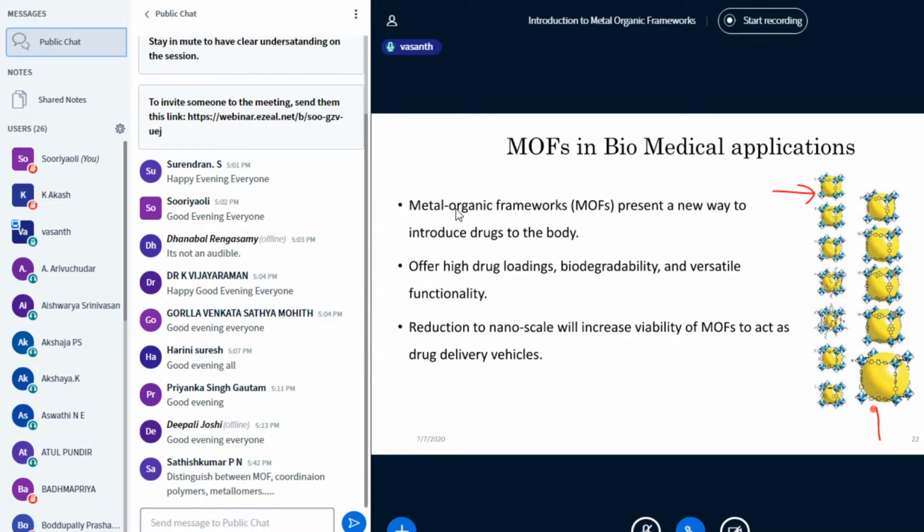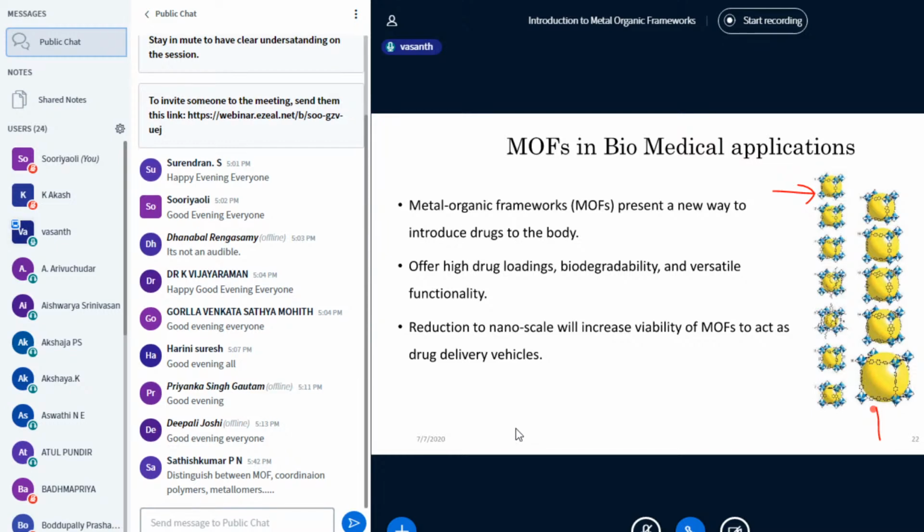In the comment box, we have a question: distinguish between metal organic frameworks, which is MOFs, coordination polymers, and metalomers. The bigger classification is coordination polymers, so all these come under coordination polymers. In the previous slide, during the introduction, I said metal organic frameworks are three-dimensional polymers. If you have a one-dimensional or two-dimensional structure, it is generally called a one-dimensional or two-dimensional coordination polymer. If we have a three-dimensional structure, it can be termed a metal organic framework. And this structure has to repeat on its own. It also has to be crystalline in nature.